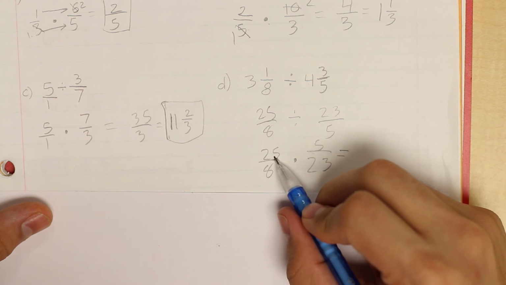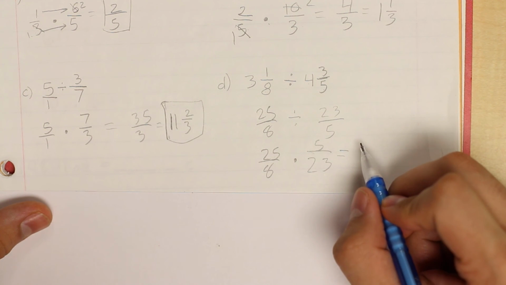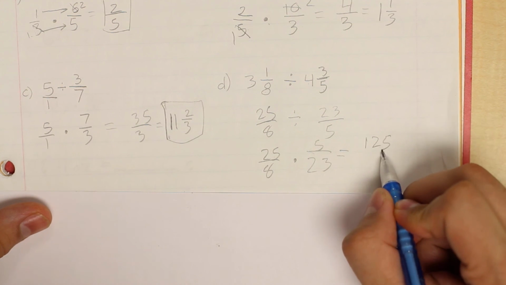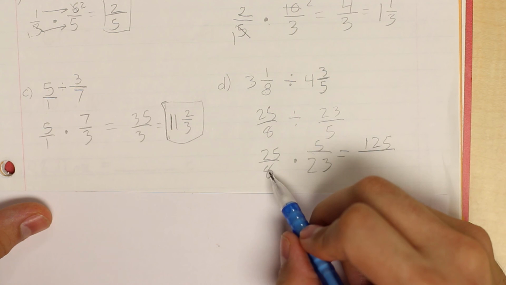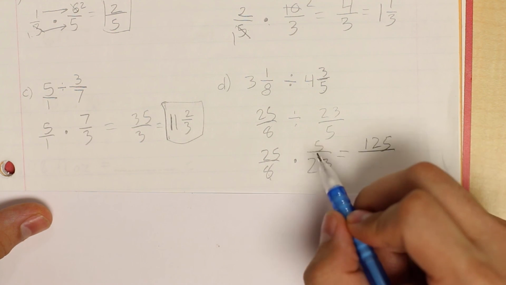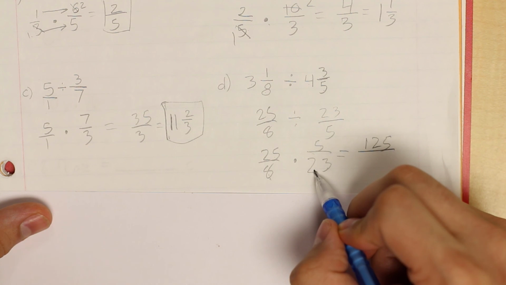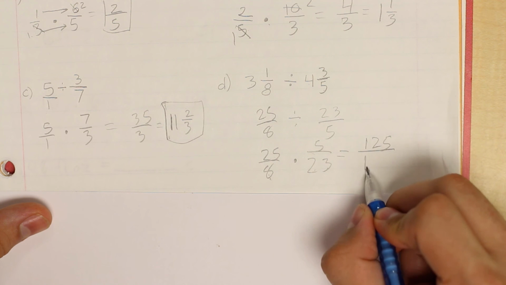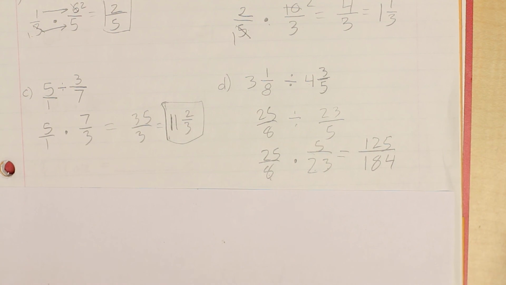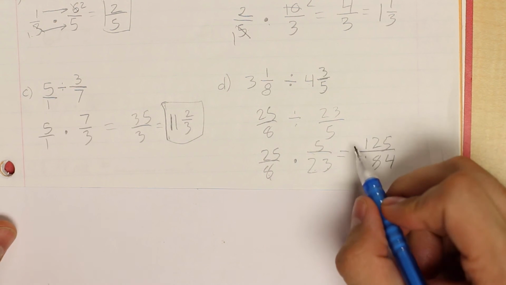Well, I know that 25 times 5 is 125. Okay. I know that 8 times 3 is 24. And I know that 8 times 20 is 160. So that would mean that this is 184. Yeah. And looks like it doesn't reduce at all. So there's no reducing here to be done. But that is the final answer.